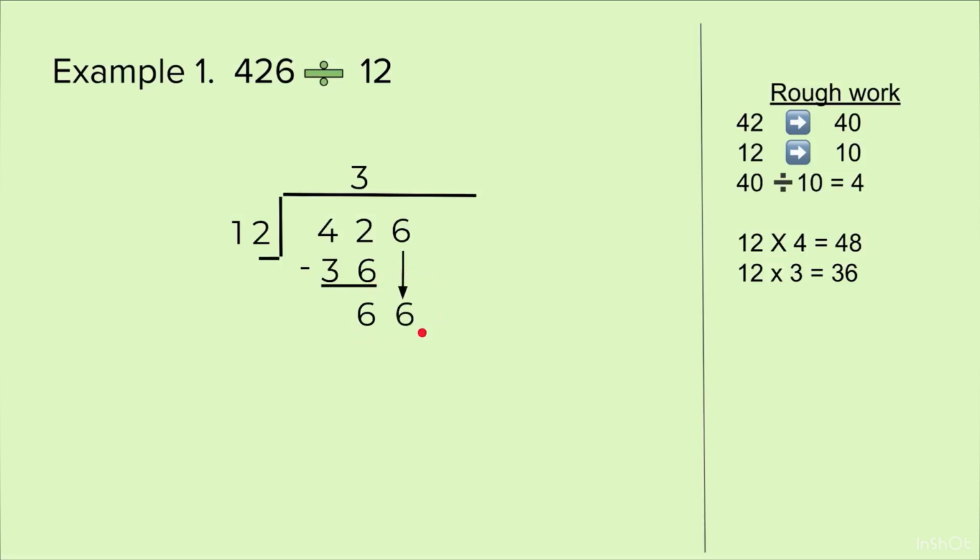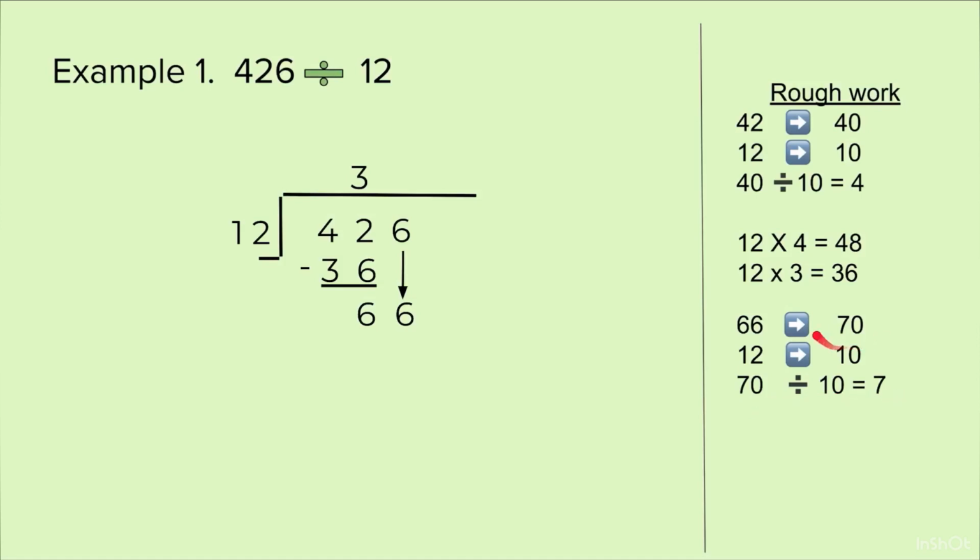This gives us 66. So we will round off 66. It rounds off to 70. Now here in the previous step, we had rounded off 42 to the lower limit. Now when we have 66, it is rounding off to the upper limit. Okay. 12 will round off to 10 only. When you divide and see this, you see 10 will go 7 times.